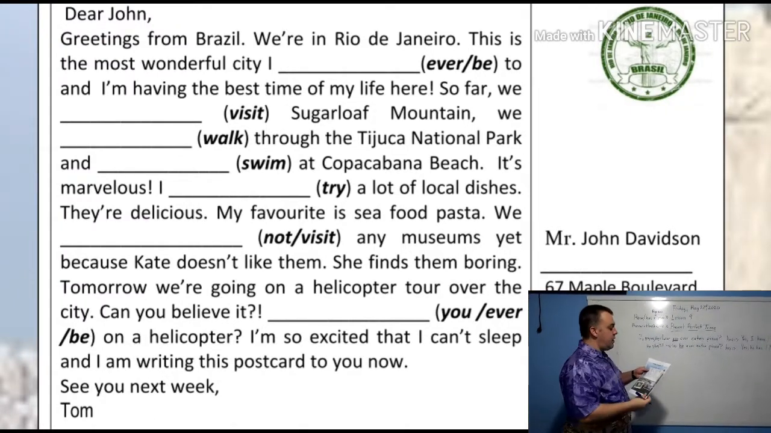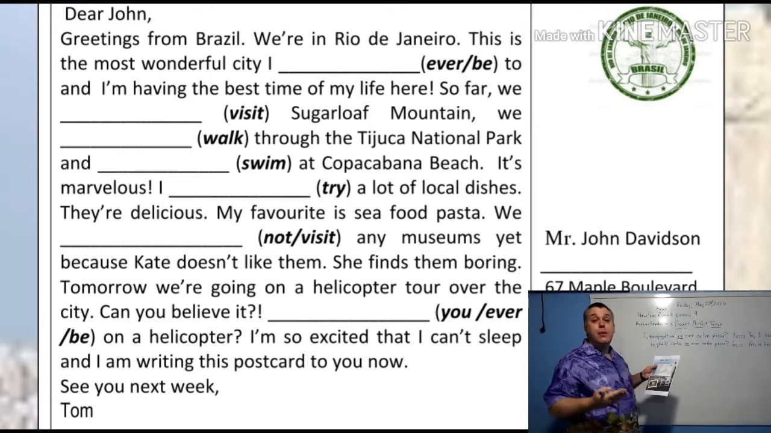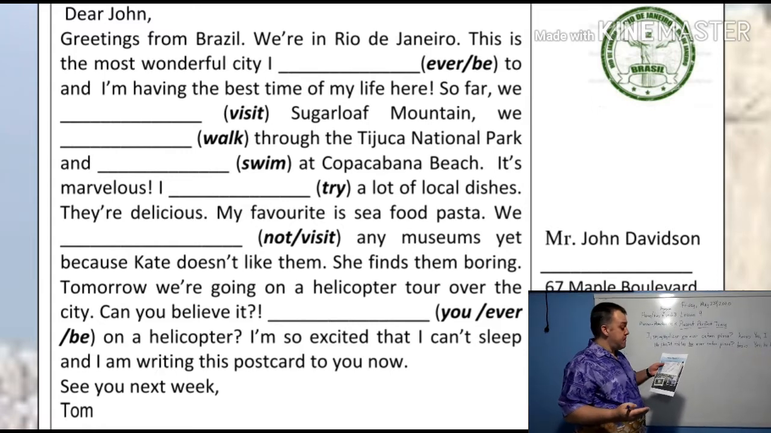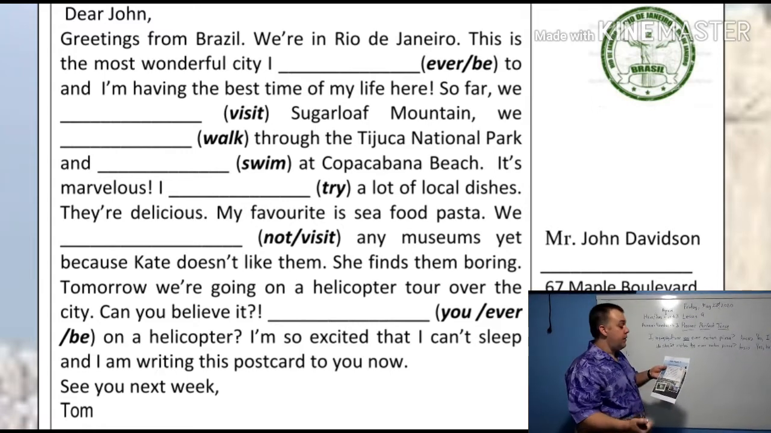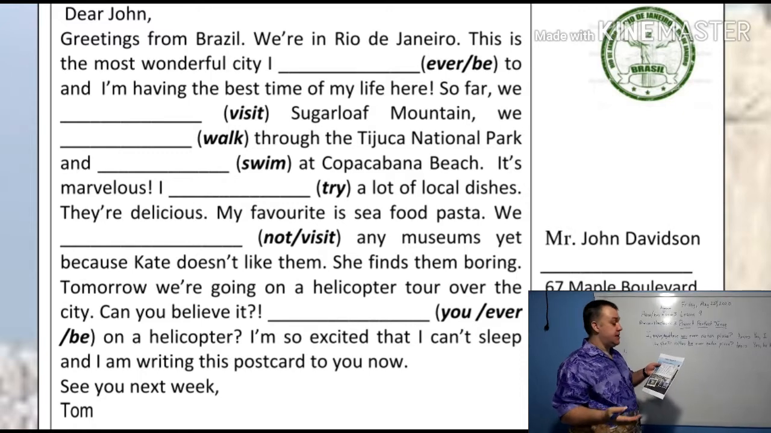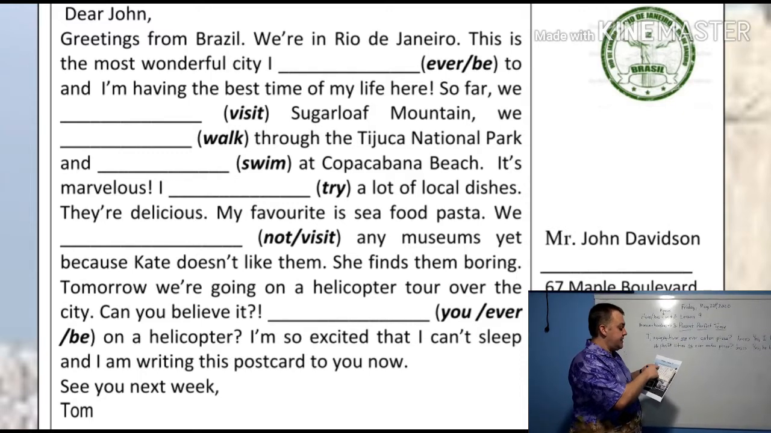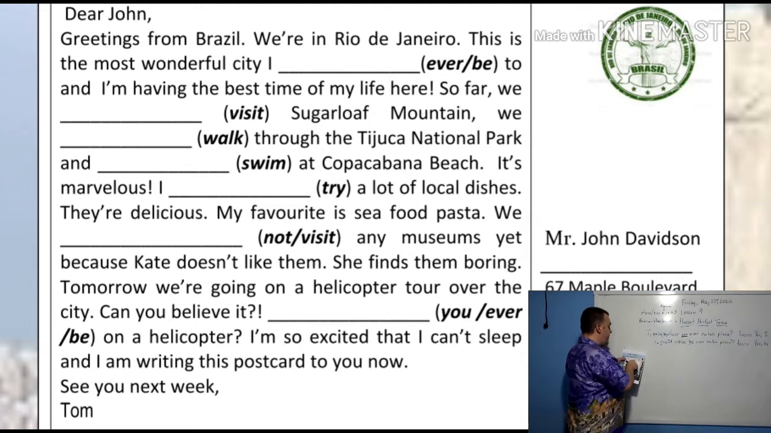I'm going to read it slowly, then we'll do this. Dear John, this is a postcard, okay? The postcard has a pretty picture on one side and a letter on the other. Dear John, greetings from Brazil. He's from Brazil. He's visiting Brazil. We are in Rio de Janeiro. This is the most wonderful city so we have I and ever.